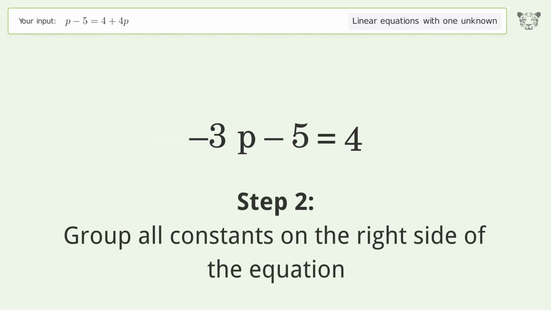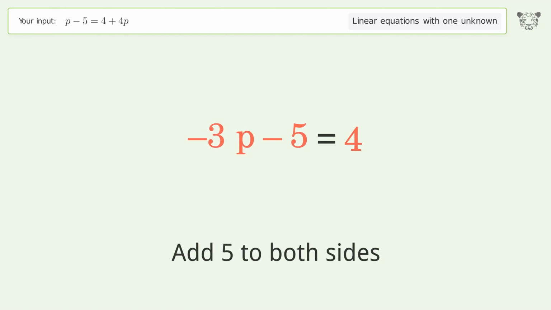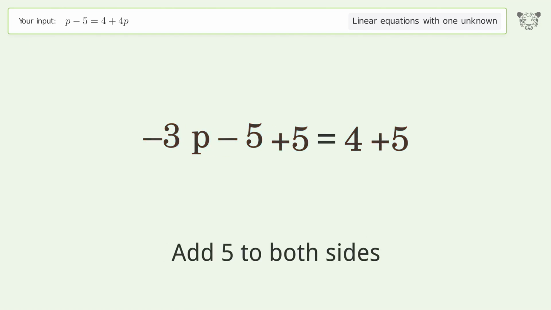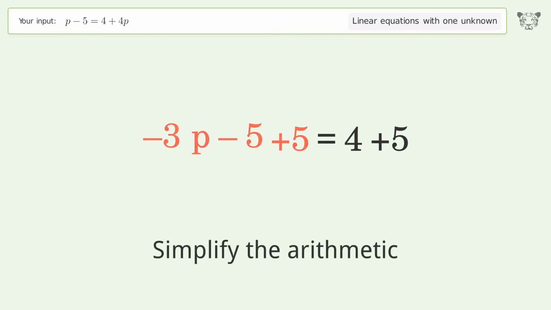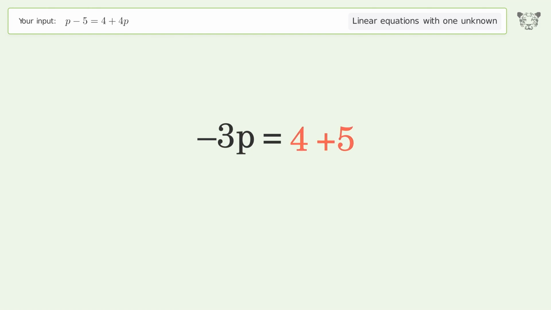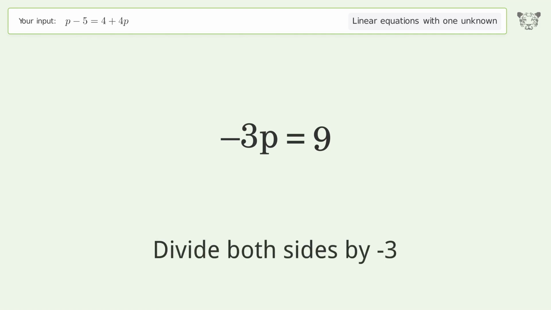Group all constants on the right side of the equation. Add 5 to both sides. Simplify the arithmetic. Isolate the p. Divide both sides by -3.